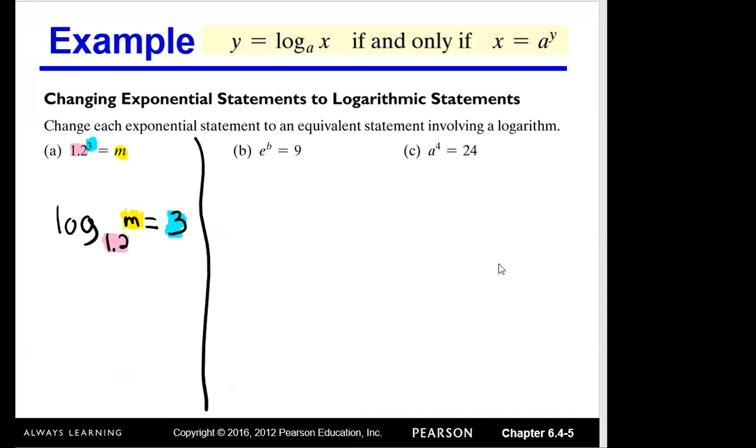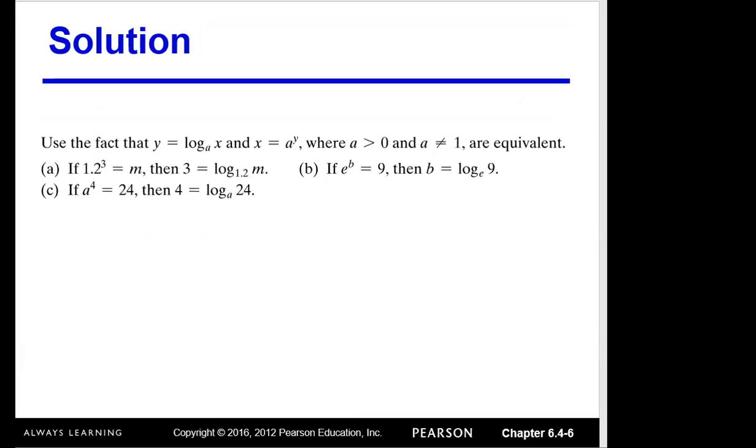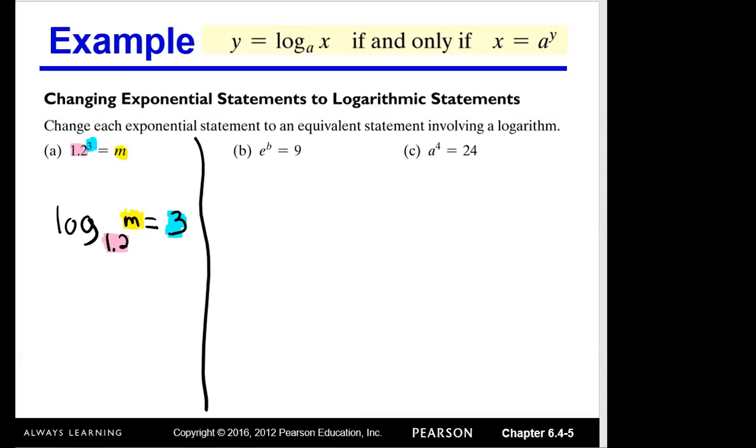It says e to the b equals 9. Well, we haven't even talked about that yet. Hang on, let me see what theirs is. Oh, okay, well, whatever. During their example, since they haven't talked about natural logarithms yet, they just left this as base e, and they said, all right, it's gonna be log, the base is e, of the 9, and it has to be set equal to the exponent of b.